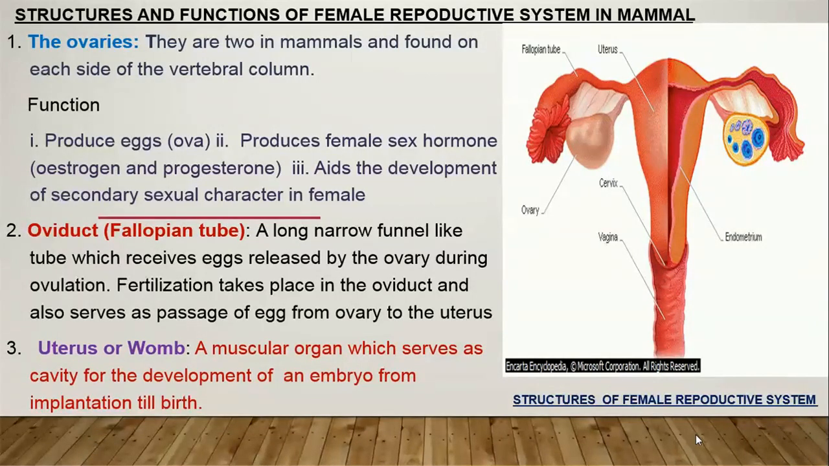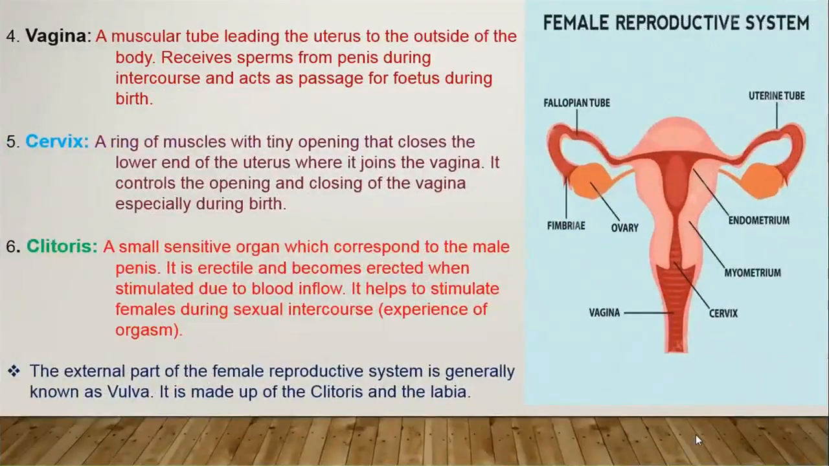From there I can also see the uterus. So let us move on. Okay, we have the vagina. It is a muscular tube that leads the uterus to the outside of the body. It also receives the sperm cells from the penis during sexual intercourse and also acts as a passage for the fetus during birth. Alright. Number 5 is the cervix.